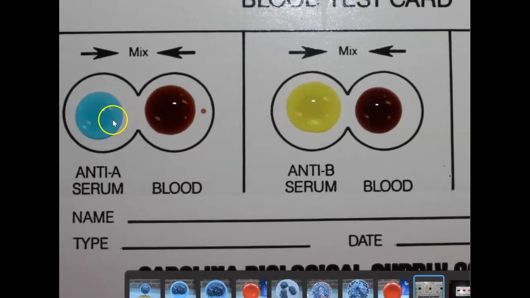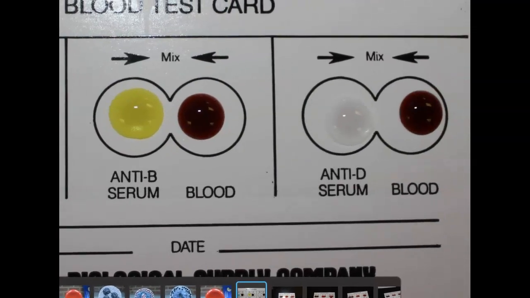Now, what you do is you put a drop of the A antibody here. Remember, antibodies attack antigens. So this antibody would attack the A antigen, so it attacks blood type A. This is the B antibody, so it would attack blood type B. This is the Rh factor, so that was a third antigen that could be on them.